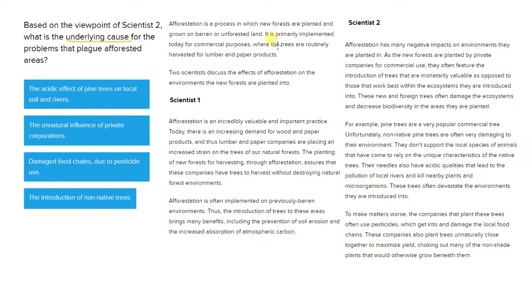that plague afforested areas. So if you've read scientist 2's perspective, as you should have, you hear a bunch of reasons why afforestation is bad or has negative impacts on the environment. And this question is asking what is the underlying cause that scientist 2 believes is causing all these different things. So let's go look at the answer choices and see what they say.